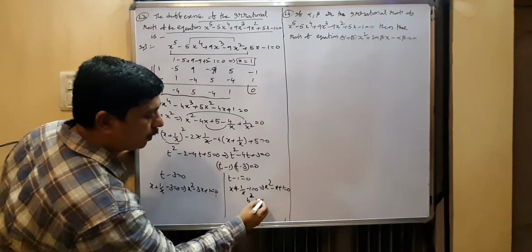Alpha, beta are the roots of x squared minus 3x plus 1 equal to 0. Sum of the roots, alpha plus beta, is minus b by a, that is 3. Product of the roots, alpha beta, is c by a, that is 1.